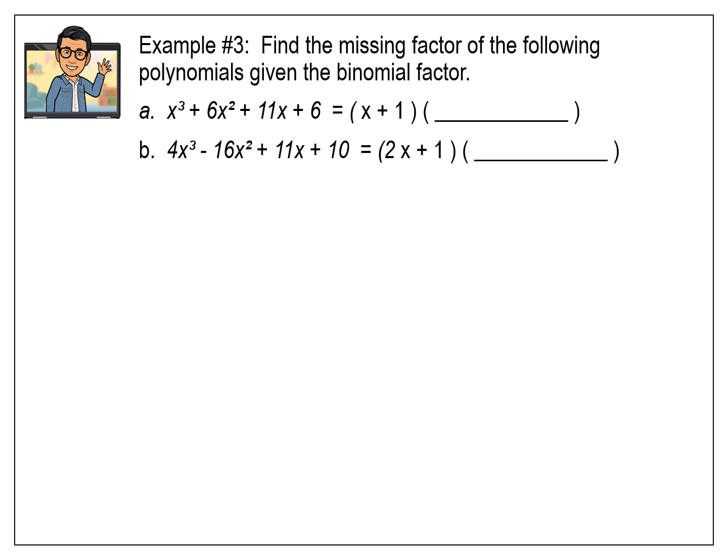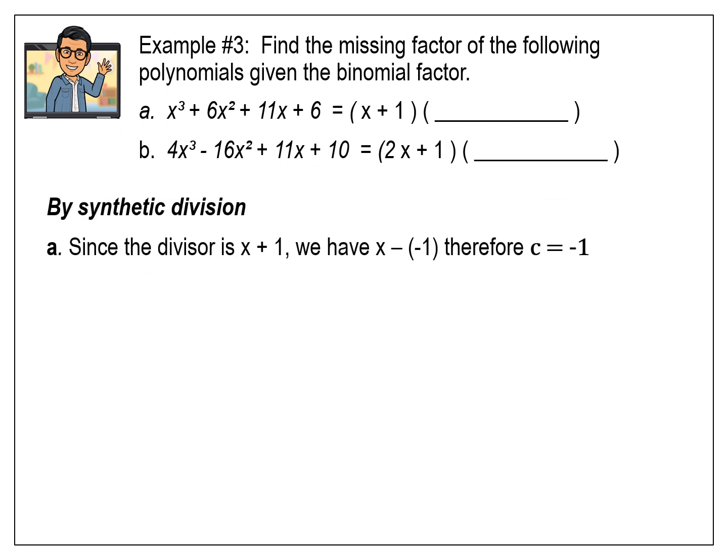Let's have example number 3. Find the missing factor of the following polynomials given the binomial factor. In order to find the missing factor, we have to divide the polynomial by the binomial factor, and the quotient will be our missing factor. Since we are using division, I advise to use the synthetic division. So for letter A, since the divisor is x plus 1, we have x minus negative 1, therefore c is equal to negative 1. So we are going to use negative 1 as our divisor.